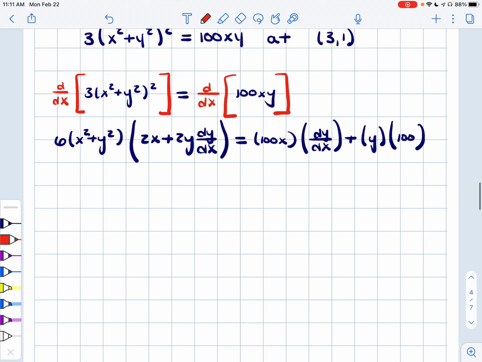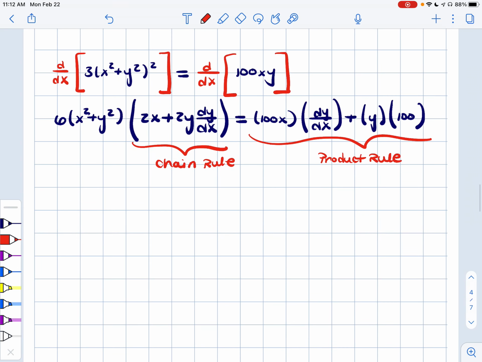Okay, so this piece right here, that was using chain rule. And then this over here, that was using product rule. Okay, so that's our derivative. Okay, that's all of our calculus. So everything from here on out is just algebra. We just need to simplify.